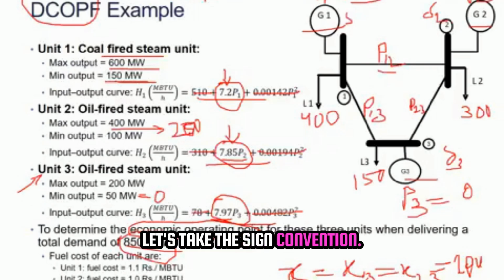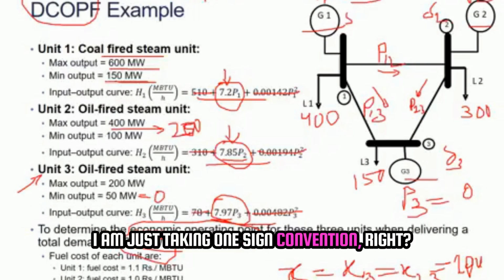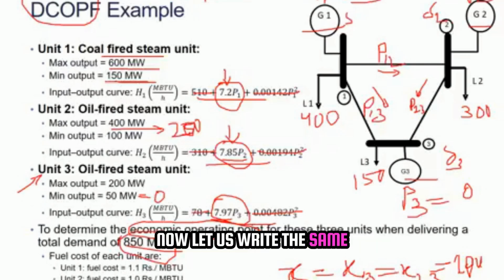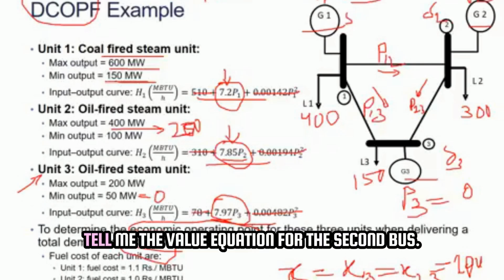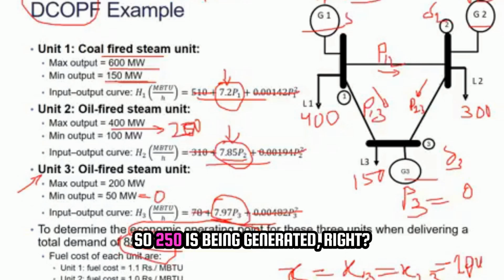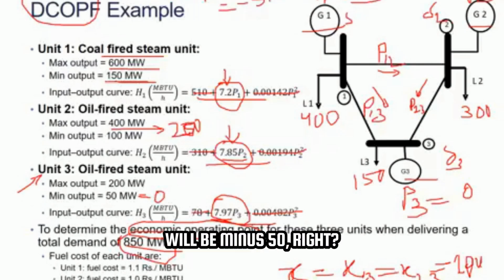Let's take the sign convention. P12 is here, P13 is here, and P23 also here. You can take any sign convention; I am just taking one. Now let us write the same thing for the second bus. Tell me the equation for the second bus. 250 is being generated, 300 is taken as a load. So the net will be minus 50, right?